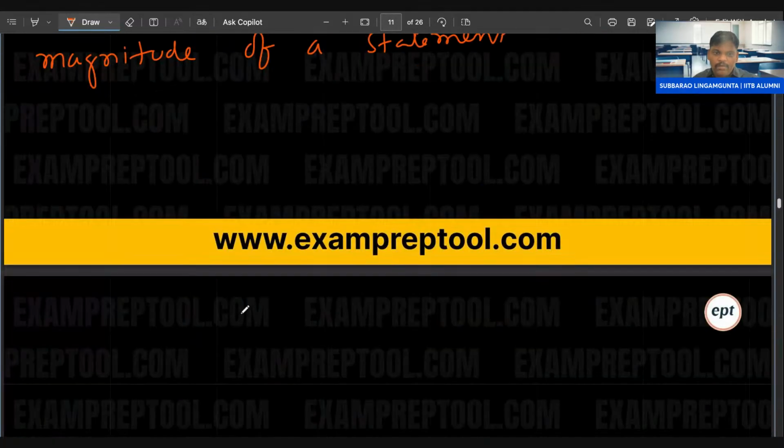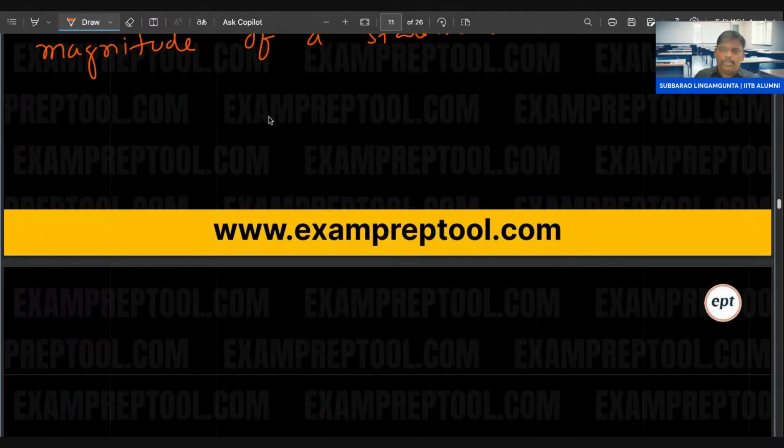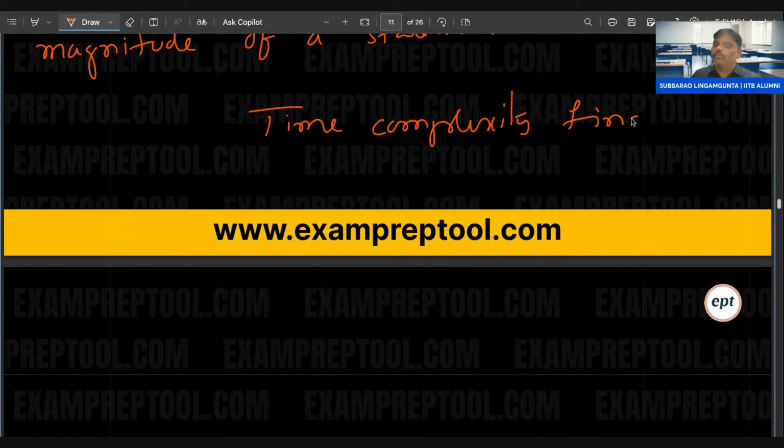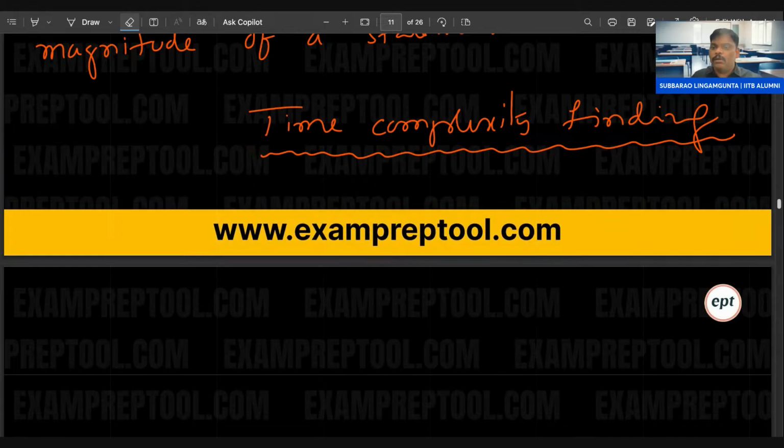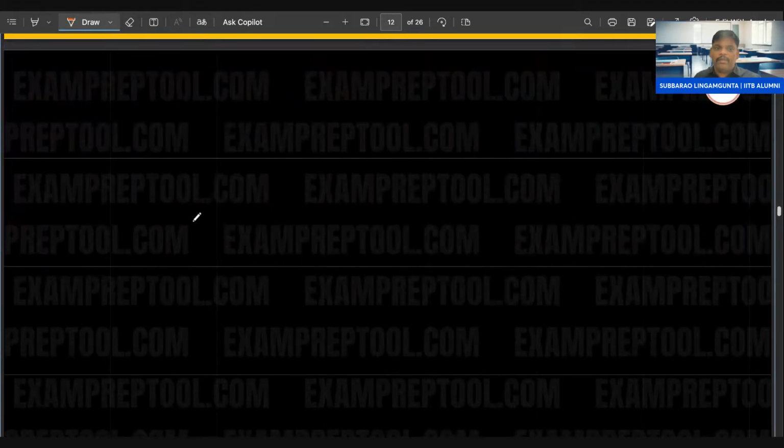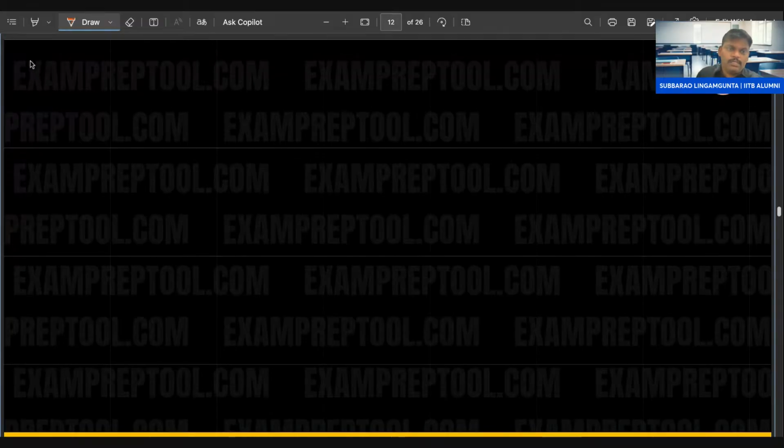Everything perfect. Now see this one: problems on time complexity finding. Please be careful, everyone. Time complexity finding, how? So see the first problem, example 1.